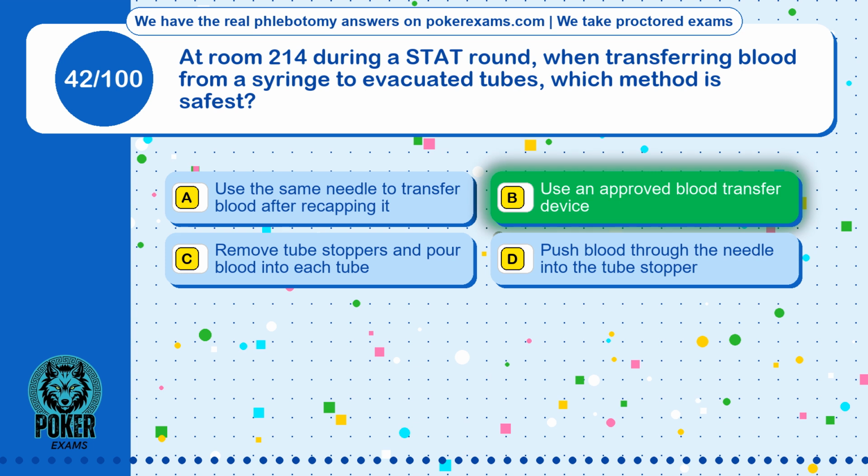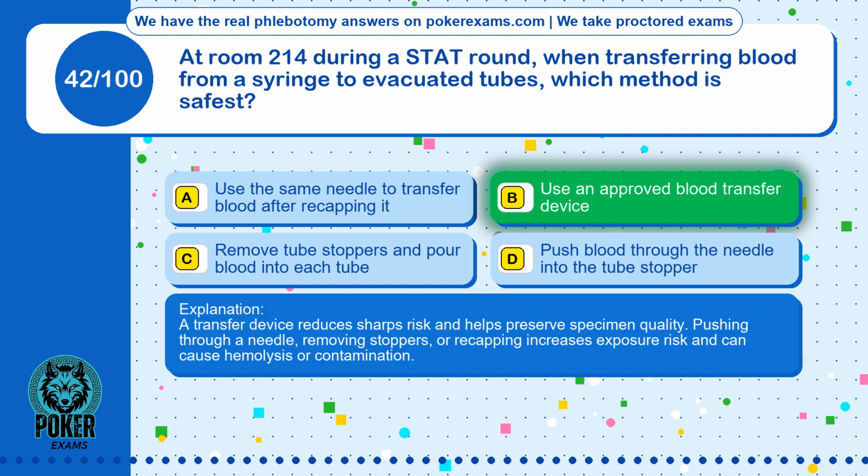The correct answer is option B. Use an approved blood transfer device. A transfer device reduces sharps risk and helps preserve specimen quality. Pushing through a needle, removing stoppers, or recapping increases exposure risk and can cause hemolysis or contamination.